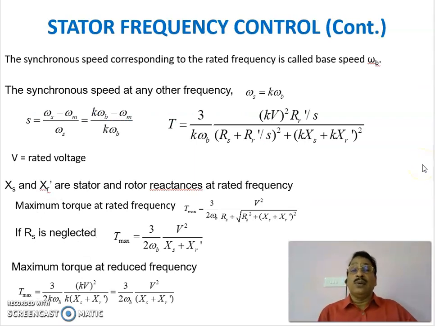Continuing stator frequency control, the synchronous speed corresponding to the rated frequency is called base speed. That is already told, that is equal to omega b, the base speed.